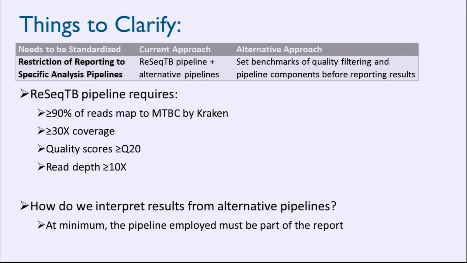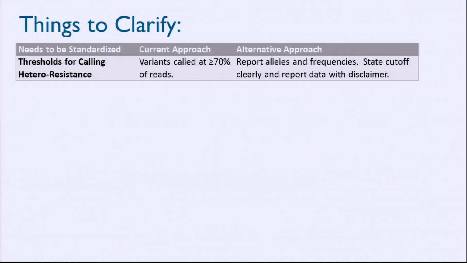So if the ReSeq-TB pipeline is going to make sure that I'm dealing with TB, and that I've got good coverage and good depth at the site that I'm reporting, there's always going to be a question of how we report and interpret results that come from alternative pipelines. So in this setting, it's going to be important to say in your clinical report which pipeline was used, and then provide information about what that means to the person trying to interpret.